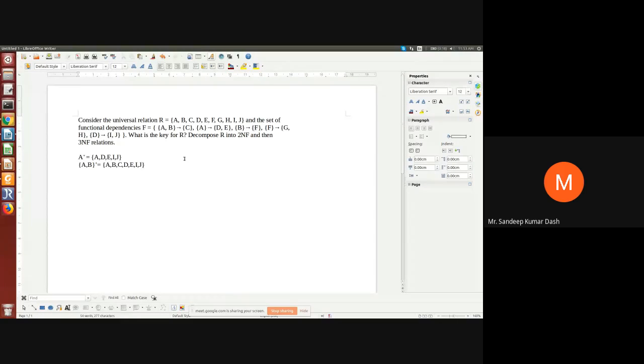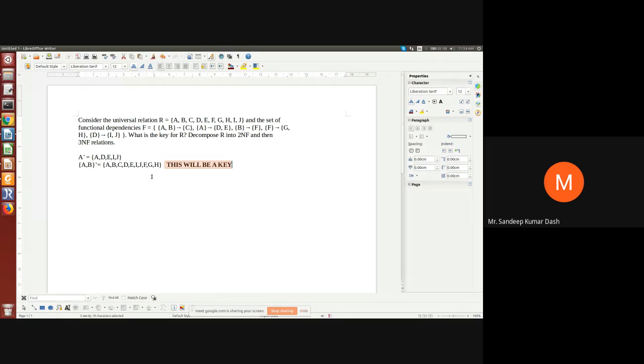Yes, F is there. F will come out. F is deriving G and H, so G and H will also come in. Anything else left? A, B, C, D, E, F, G, H, I, J. So all are derived. So this will be a key. This is the way you find the key.